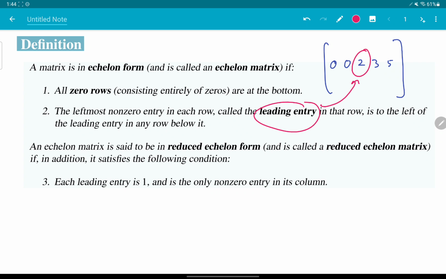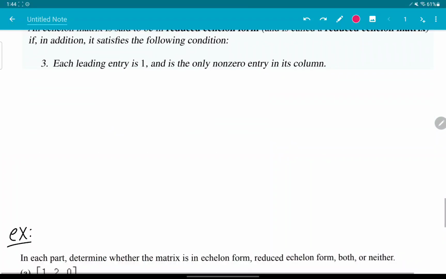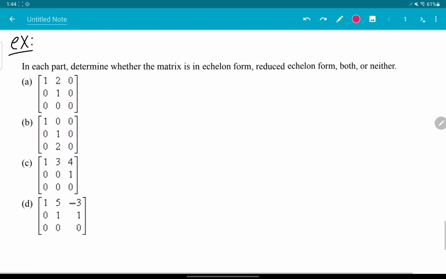Okay, so reduced echelon form is going a little bit further than echelon form. What you're going to do is, in practice, go to echelon form first, and then, if necessary, proceed to reduced echelon form. Okay, but for now we just want to get these definitions well understood. So let's do some examples to see what is echelon form, what is reduced echelon form, and what is neither. So pause and copy this into your notes, and I will go through it.